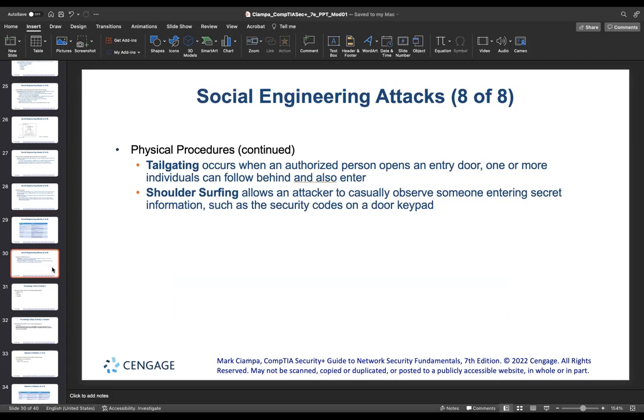So tailgating occurs when an unauthorized person opens an entry door and the others go in after him. Can you give me an example of tailgating in the digital world?